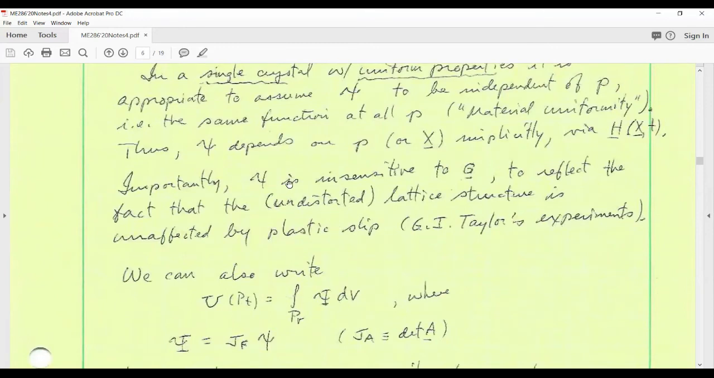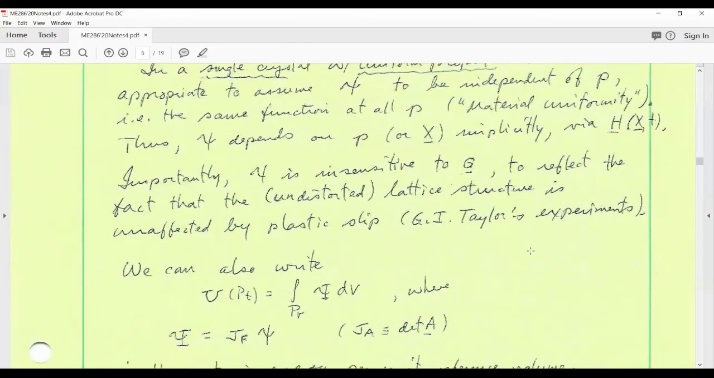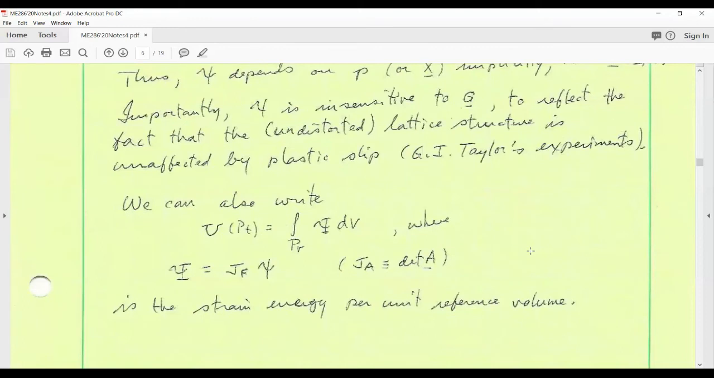So here we've taken this function to be insensitive to g, the plastic deformation, simply to embed into the theory the notion that the undistorted lattice structure is unaffected by plastic slip. That goes back to G.I. Taylor in the 1930s experiments.